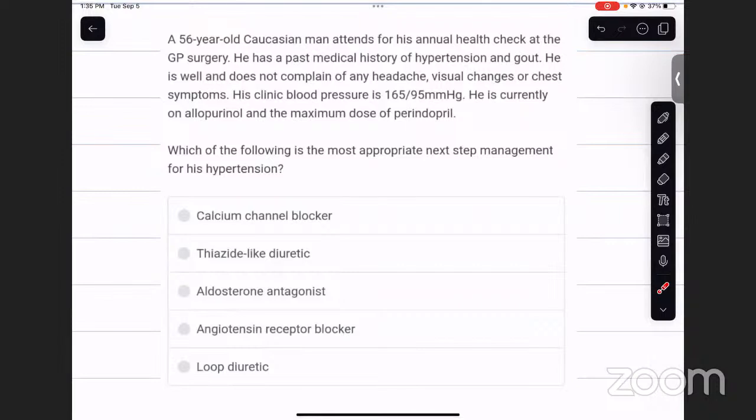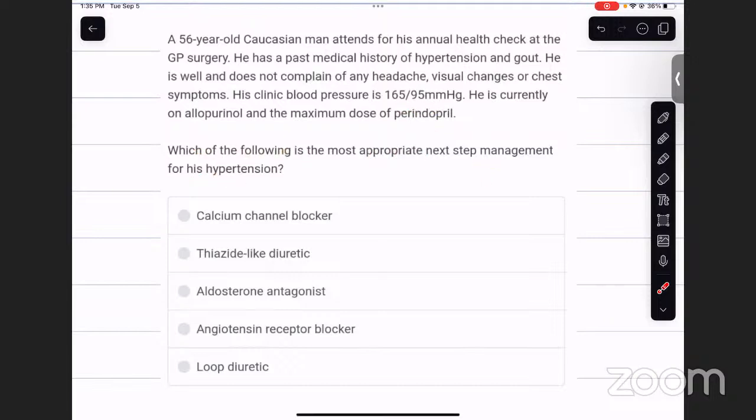Let's see another scenario. Here, a 56-year-old Caucasian man attends for his annual health checkup at the GP surgery. Past medical history of hypertension and gout. He is well and does not complain of any headache, visual changes, or chest symptoms. Blood pressure is 165/95. Currently on indapamide and maximum dose of perindopril. Which of the following is the most appropriate next step management for his hypertension?